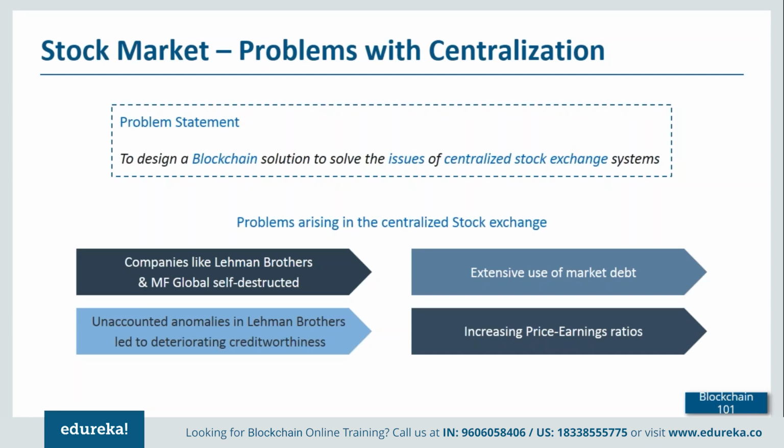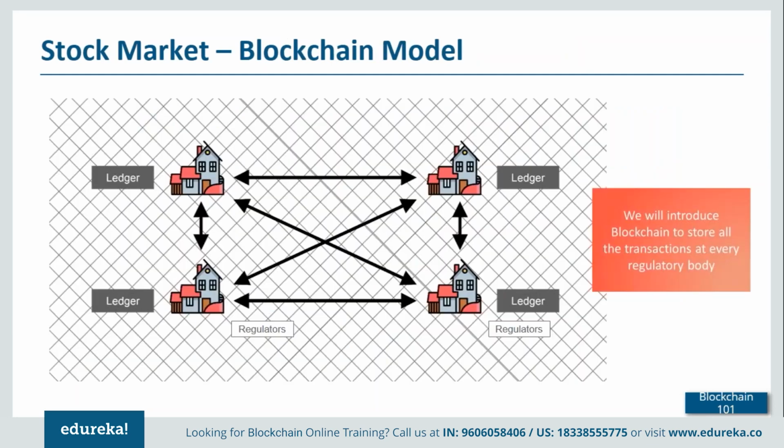Apart from that, the extensive use of market depth is one major concern. Increasing price to earnings ratio is also another major concern, because all this is completely governed by the central stock exchange. So what we're going to do is introduce a blockchain that stores all the transactions made by these regulators, and this ledger would be completely visible to everyone. At any stage, anyone who's part of the public can also view this ledger by just being part of the blockchain system. And anyone who wants verification with respect to how they are doing can get an understanding from seeing these blockchain systems as well.